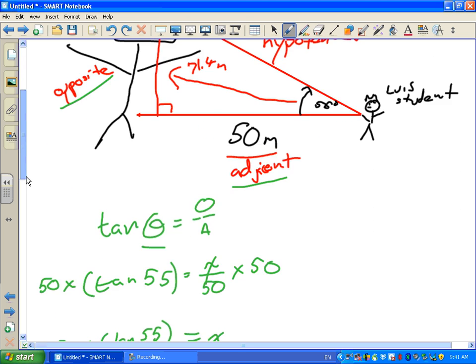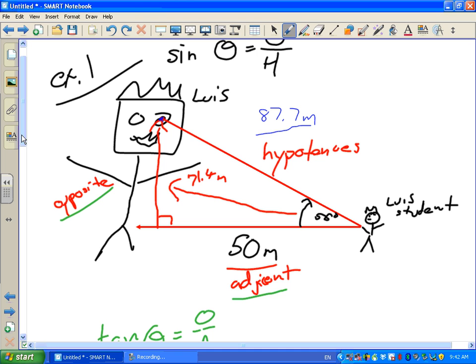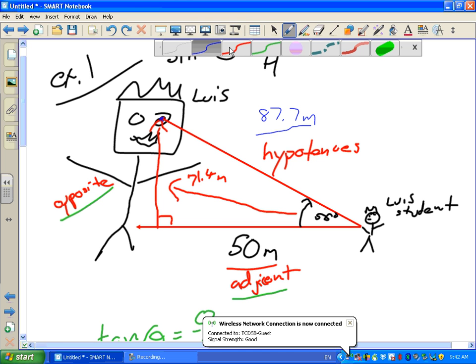Finally, I need to find out, let's say I want to find out the angle of depression from the Monster Lewis to Lewis the student. So I'm looking for a new angle now, okay? And there is a faster way to do this, but I'm going to set up a ratio just so you guys have the idea. All triangles add up to 180, so the fast way to solve this would be to just take 180 and subtract 90 and 55. But I want to set up a ratio. So I need to solve that angle there.